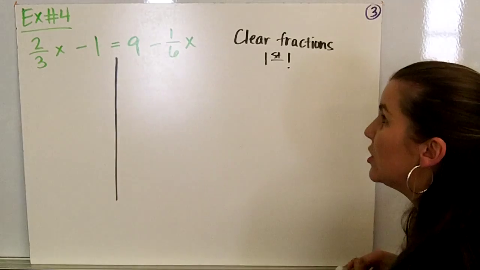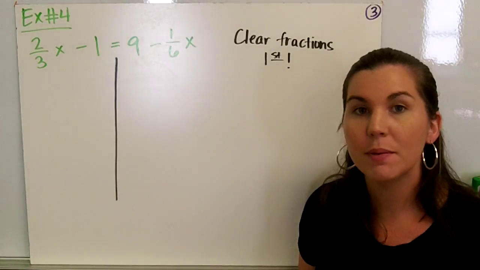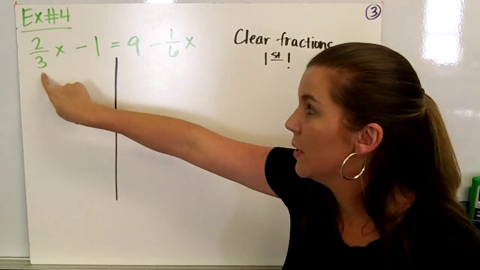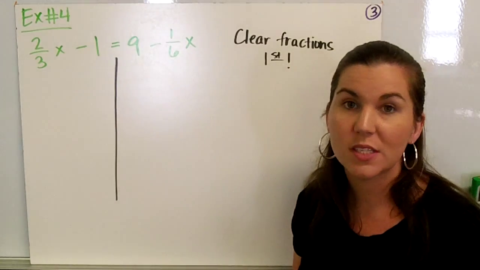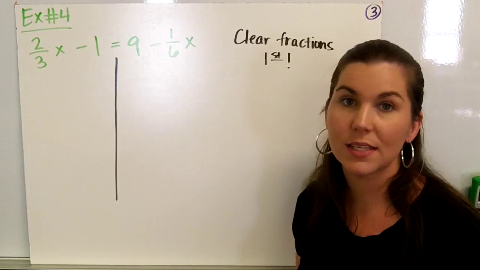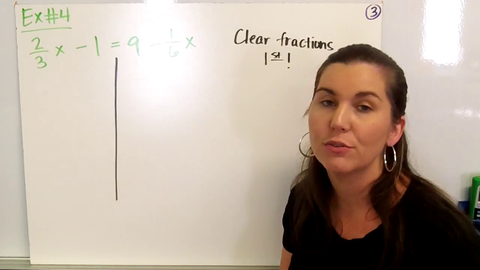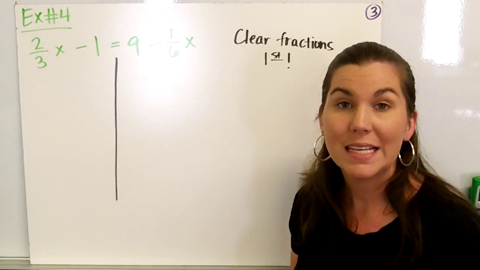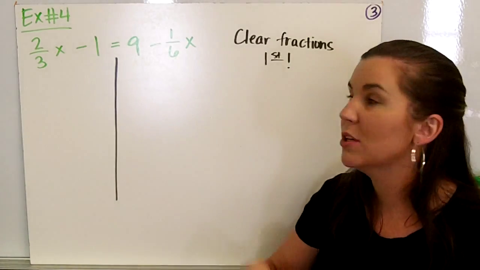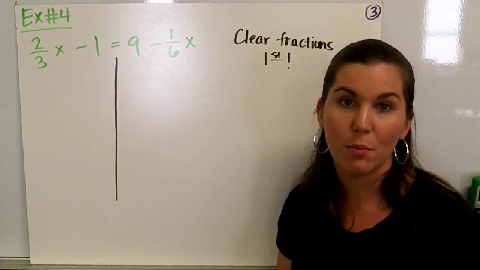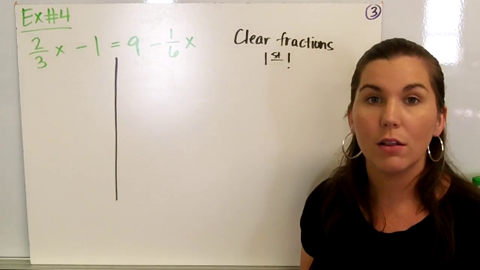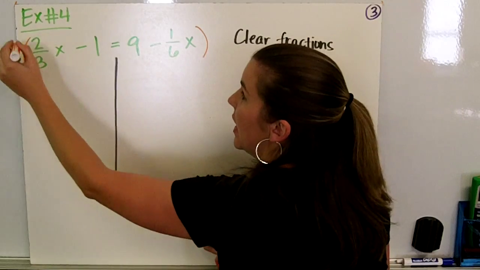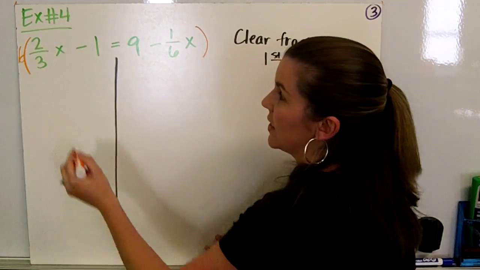So, you're going to look for the least common multiple of the denominator. Let's talk about this. 3 and 6 are the denominators. You want the smallest number that 3 and 6 can both divide into evenly. Well, the smallest number 3 and 6 both go into evenly is 6. So I'm going to multiply every single term by 6. That will make all of the fractions go away. So put big parentheses, and I'm going to multiply everything by 6.